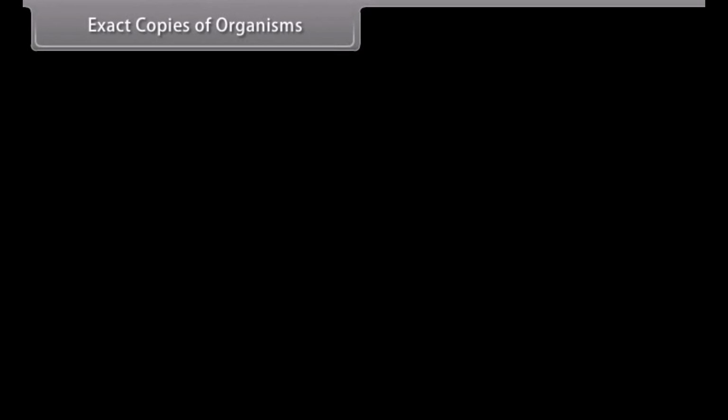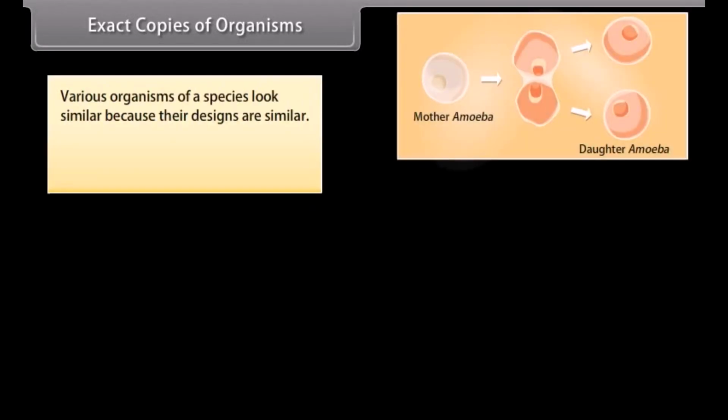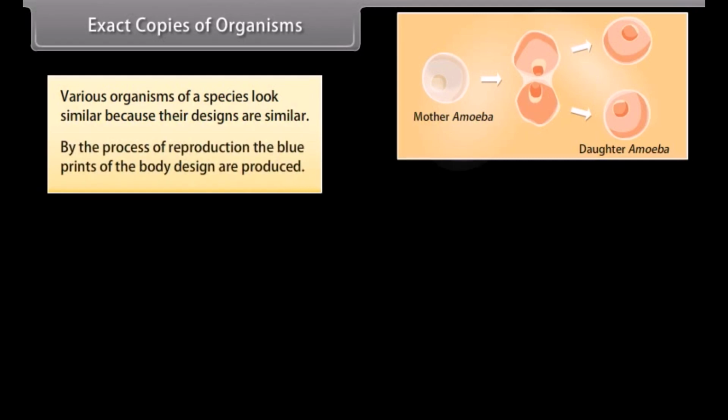Exact copies of organisms. Various organisms of a species look similar because their designs are similar. By the process of reproduction, the blueprints of the body design are produced.